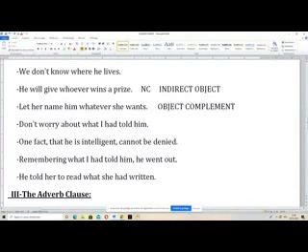Don't worry about what I had told him. What is the noun clause? What I have told him. Yes, good. So the noun clause here is what I told him. So what's the function of this noun clause in here? It's object of preposition. Good. So it's an object in here.